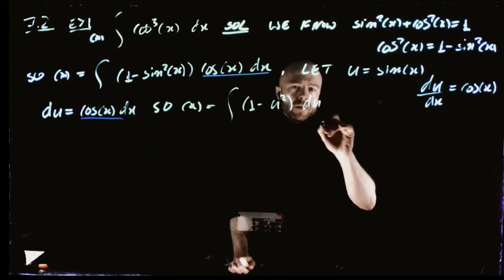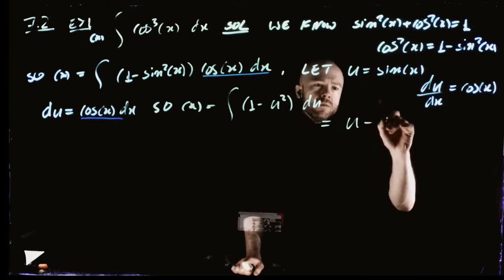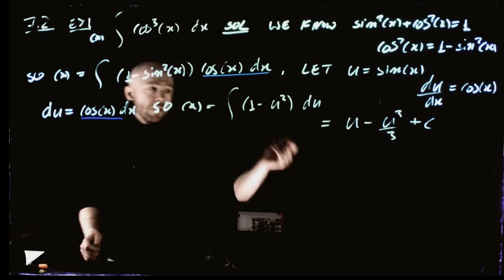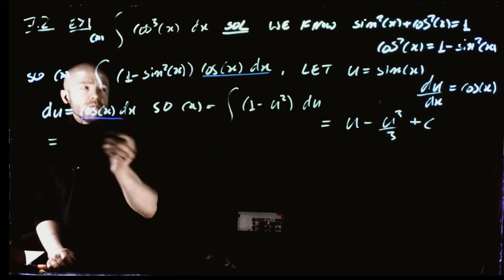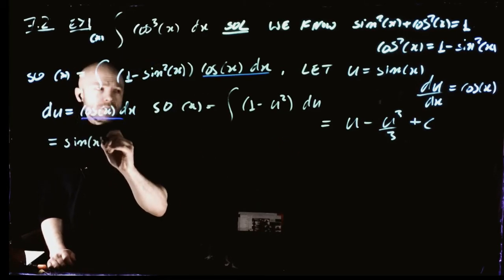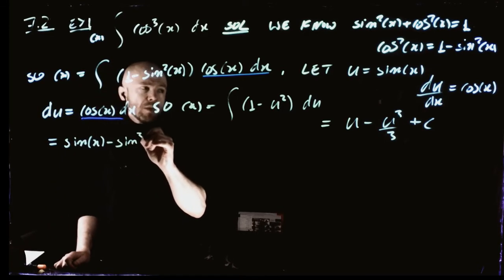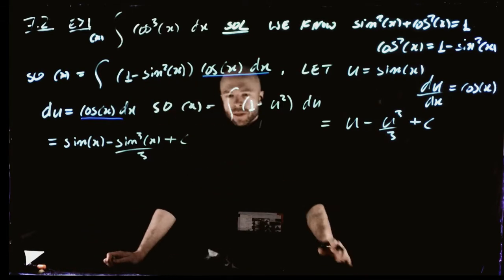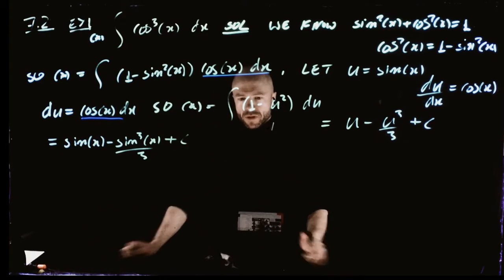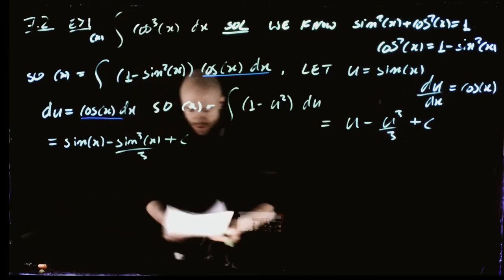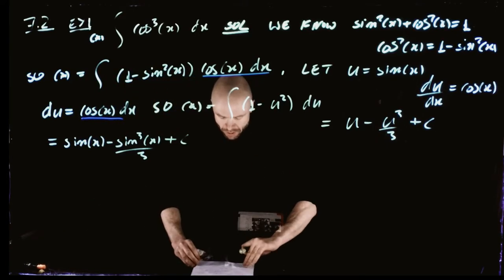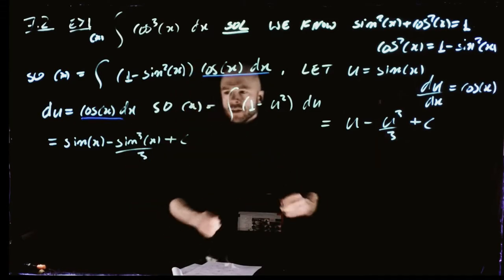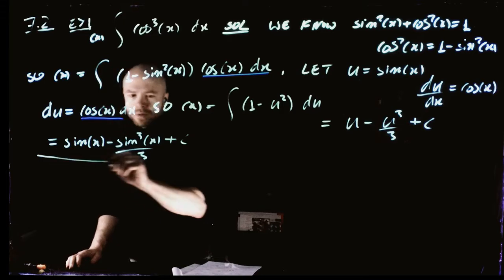It's just a polynomial. So this is equal to u minus u to the power 3 over 3 plus constant c. Then we put things back in terms of x, which is what we want. So we have sine of x minus sine to the power 3 of x over 3 plus c, and there we go. So with a little bit of manipulation, just changing things around with the identity, we can actually do it. Let's do a different example.